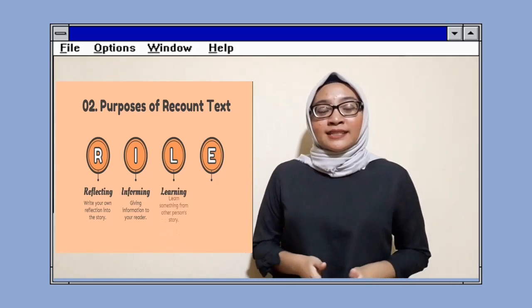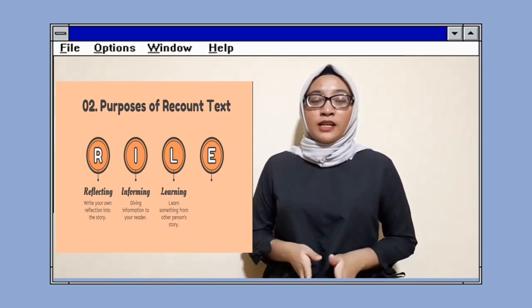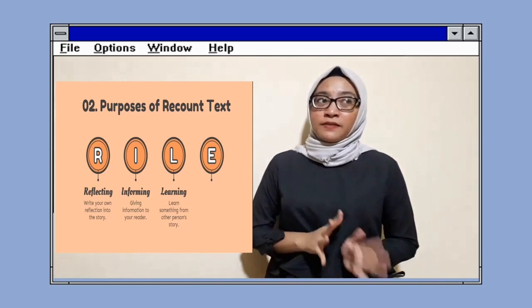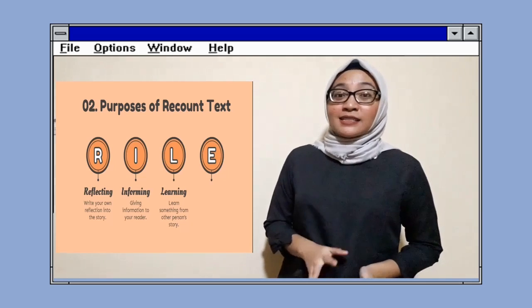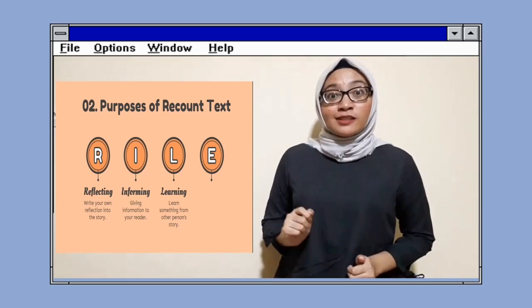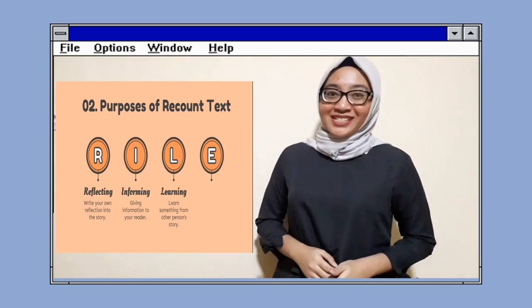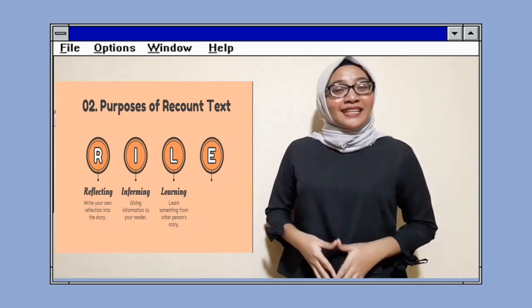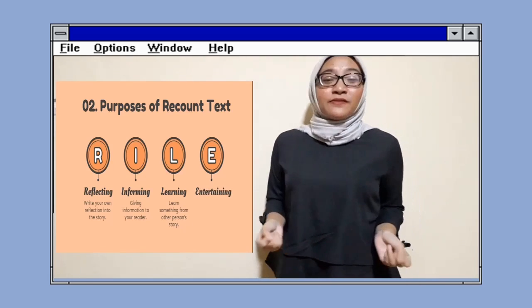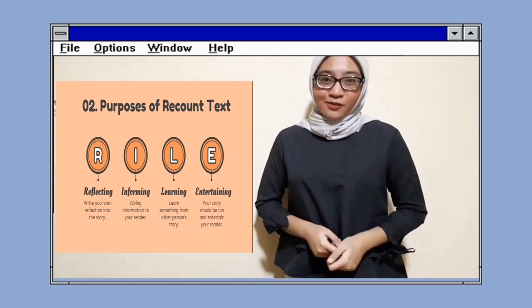Sometimes recount texts contain a biography of an important person like an inventor or hero. So, this kind of recount text has a purpose to make the reader learn something from the struggle of that person. And the last one is E, entertaining. It means your story should be fun and interesting for your readers to read.